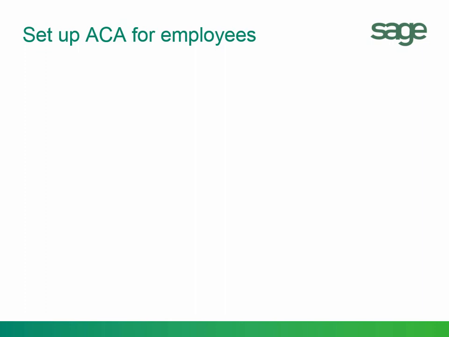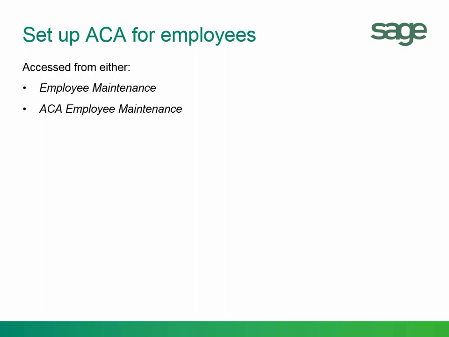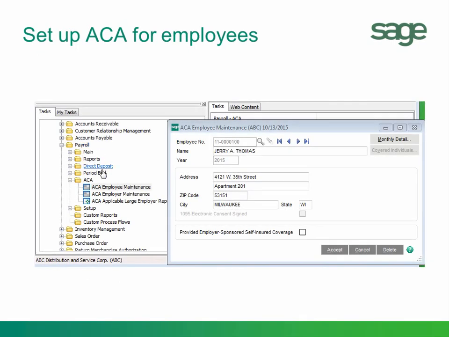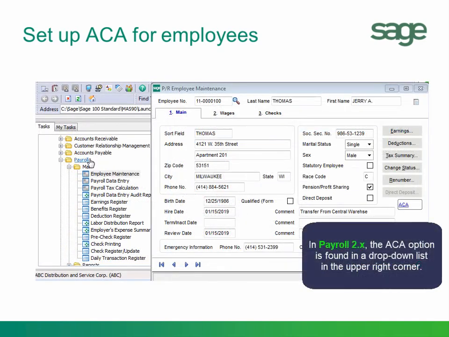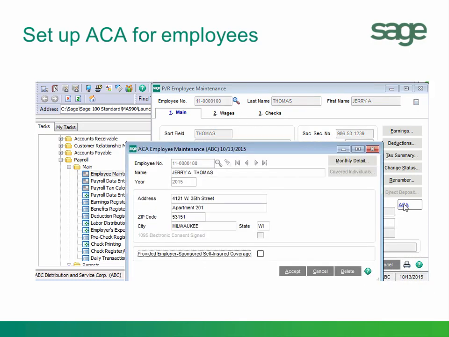In this topic, we will look at how to set up your employees for ACA reporting. You can access the screens to do this setup in two ways, either from Employee Maintenance, there is an ACA button on the Employee Maintenance screen, or from ACA Employee Maintenance, where you can look up the employee. So, either Payroll, ACA, ACA Employee Maintenance, and select the employee number from the lookup, or Payroll, Main, Employee Maintenance, select the employee number, and click the ACA button. Both of these methods will lead you to the ACA Employee Maintenance screen.